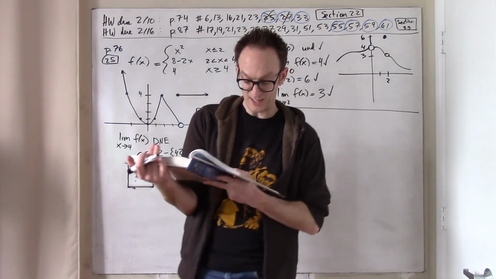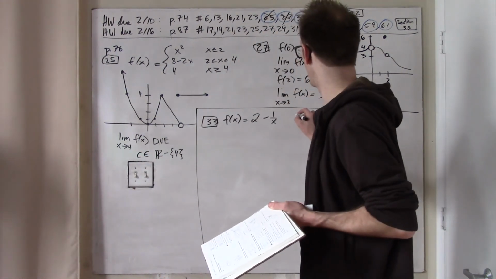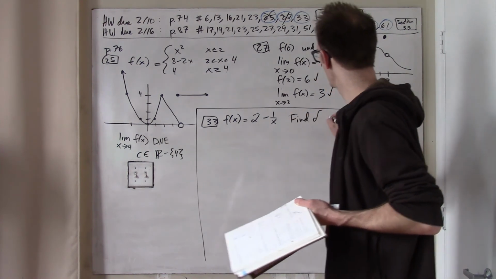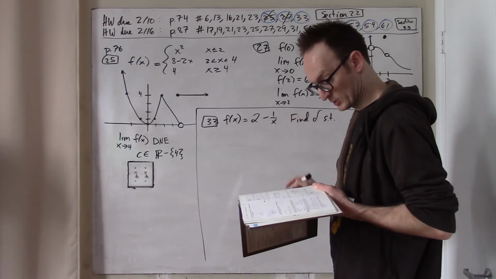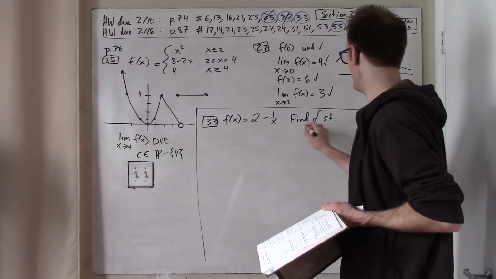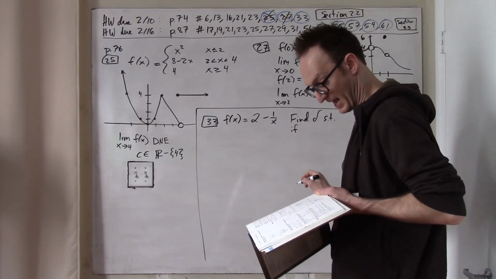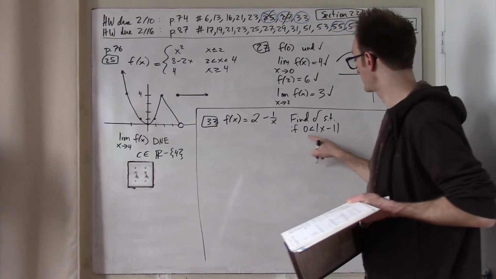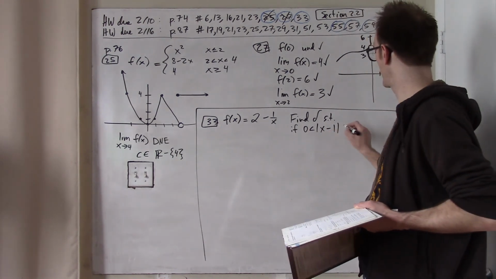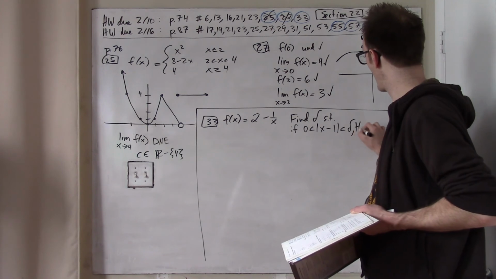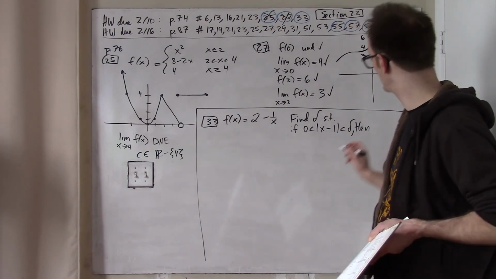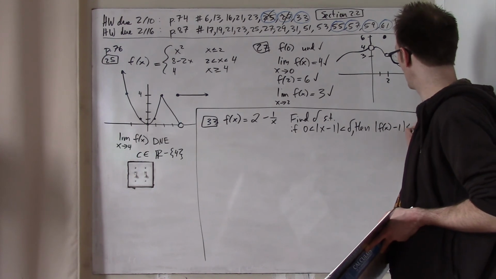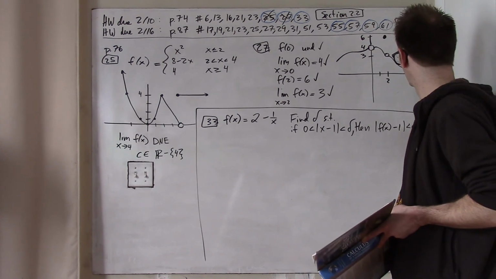So here are the actual directions. The directions come in verbal form. It says find delta such that, if the distance between x and 1 is between 0 and delta, then the distance between f of x and 1 is less than 0.1.